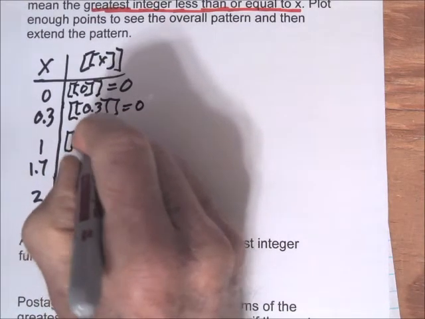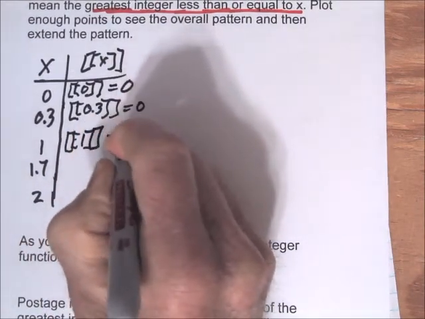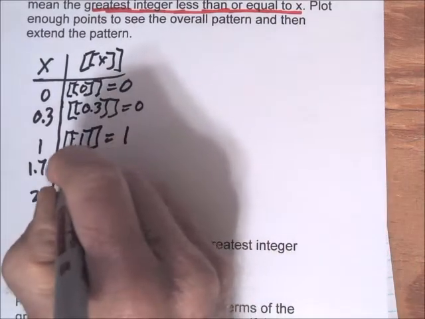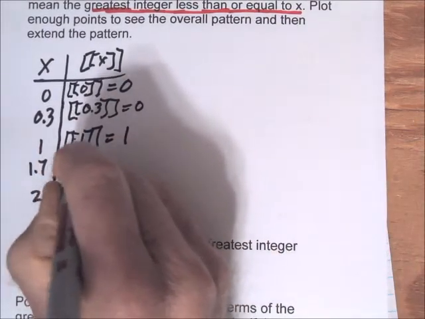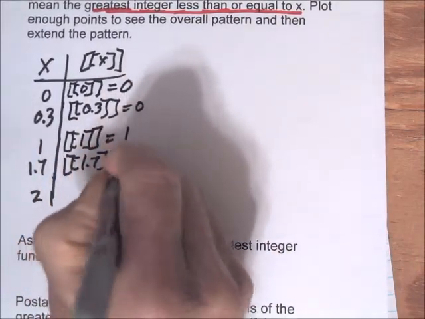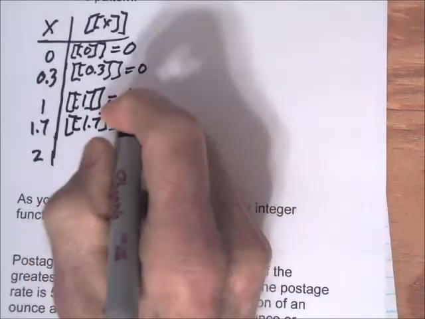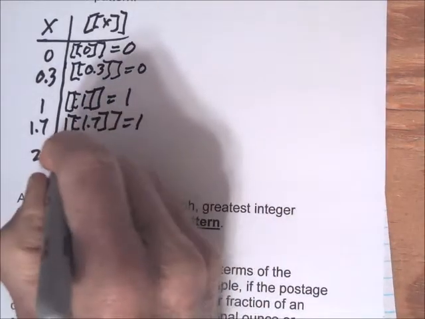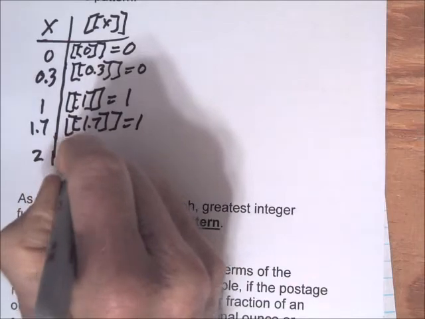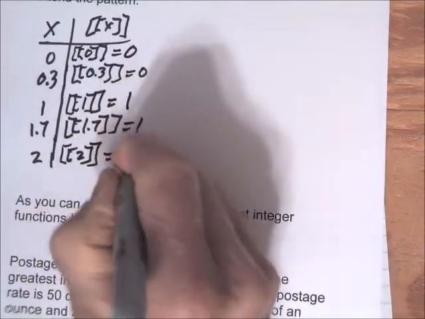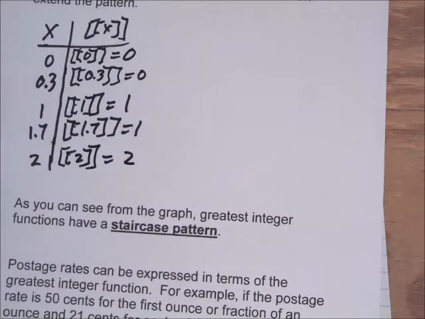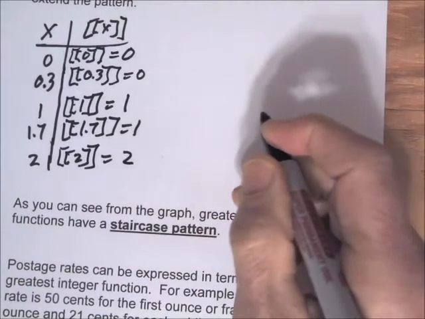But then when you get to 1, the greatest integer less than or equal to 1 is 1. So then it jumps up. Greatest integer less than or equal to 1.7 is 1. Greatest integer less than or equal to 1 point anything is going to be 1. But then when you get to 2, it jumps up. So the graph is going to be, I like to call it, a step function or staircase type pattern.